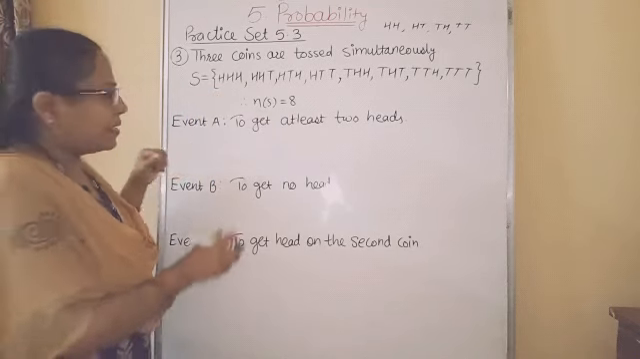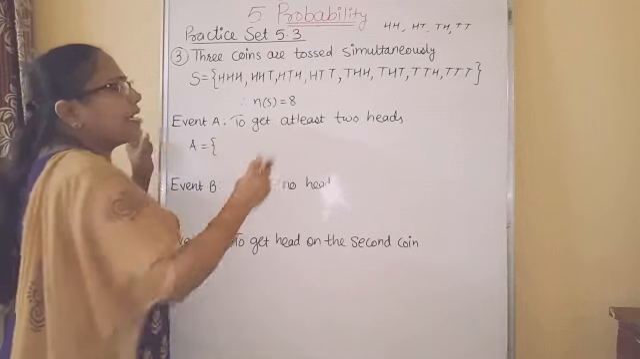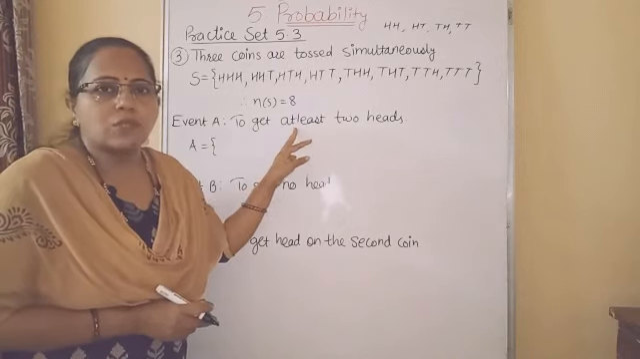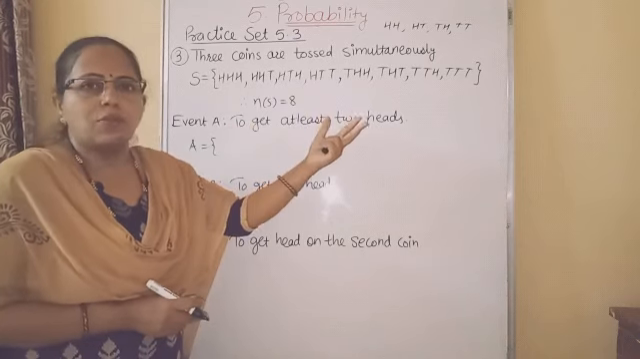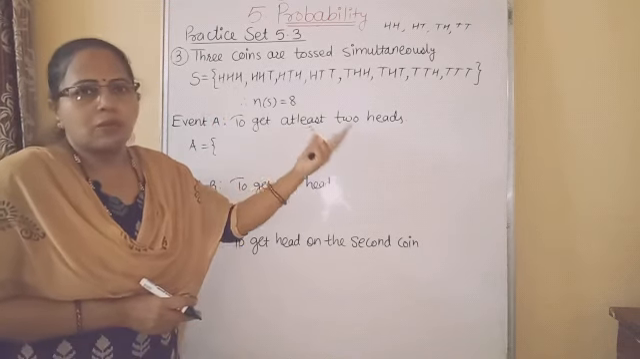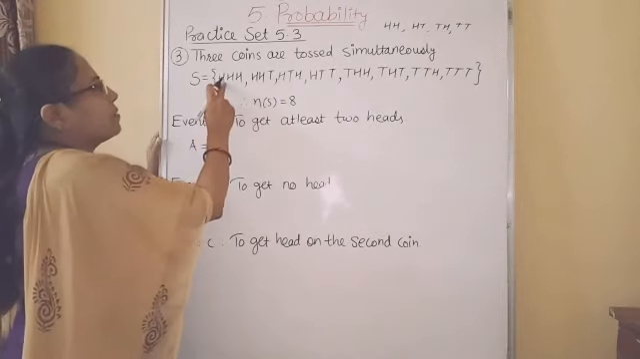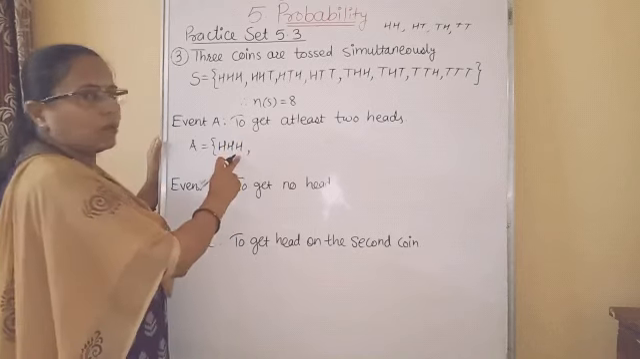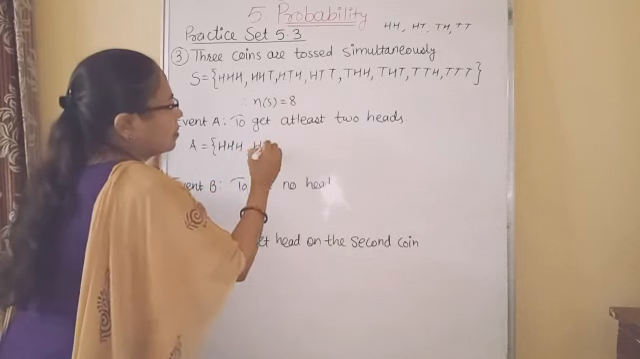Now we have to write the events. First event: to get at least 2 heads. Again the word at least comes. At least 2. That means 2 or more than 2 heads. Minimum we want 2 heads. More than 2 is also okay here. Okay, so which result we will take first? HHH, because it is more than 2 heads. Then HHT, 2 heads are there.